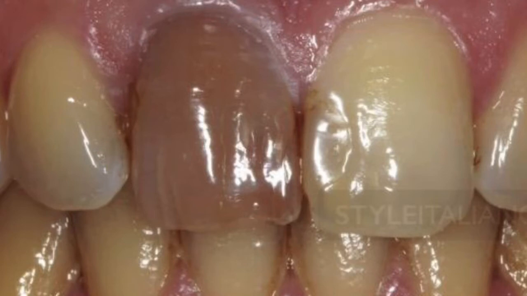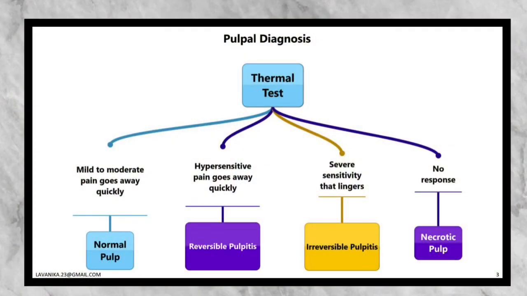So let's review the pulpal diagnosis. The cold test is the best method to know the pulpal integrity, as it gives you a spectrum of information. The EPT just tells you if the tooth is vital or non-vital.